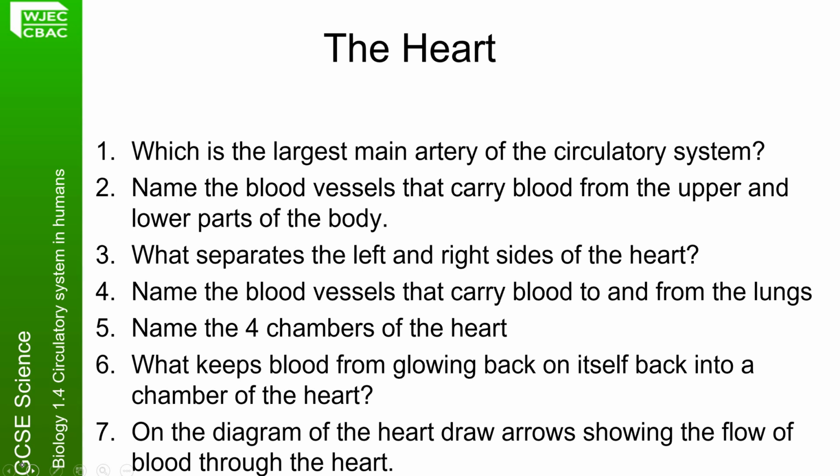So, question 1. The largest main artery of the circulatory system is the aorta. The blood vessels that carry blood from the upper and the lower parts of the body: vena cava. What separates the left and right sides of the heart? You should remember from previous lessons, the septum. The blood vessels that carry blood to the lungs are going to be pulmonary artery. And away from the lungs is pulmonary vein.